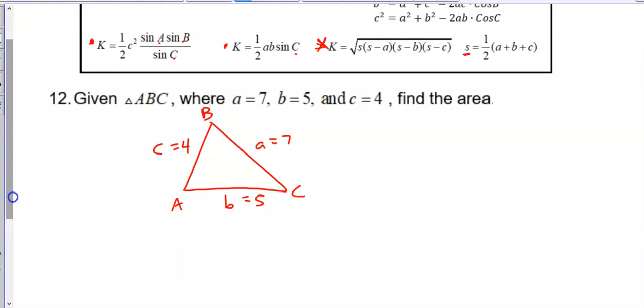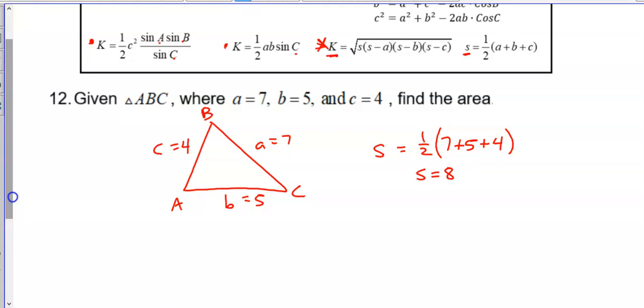So first thing we need to do is figure out what that little s is. That little s is a pretty simple formula. It's just 1/2 multiplied by the sum of all 3 sides. So 7 plus 5 plus 4 is going to give us 16. Half of that is 8. So we're going to get s equals 8.